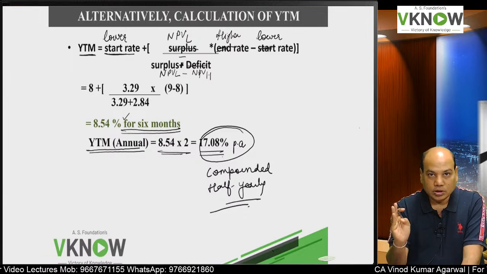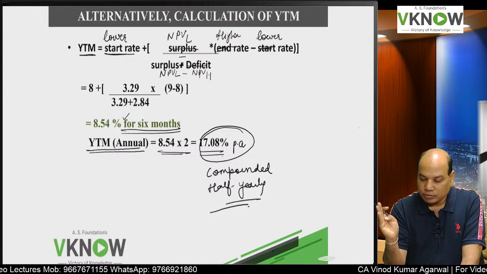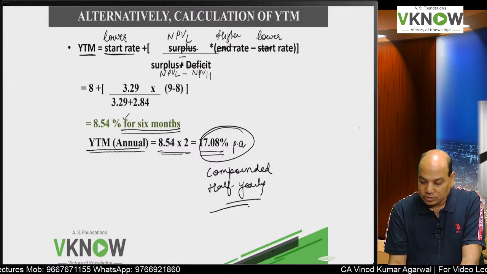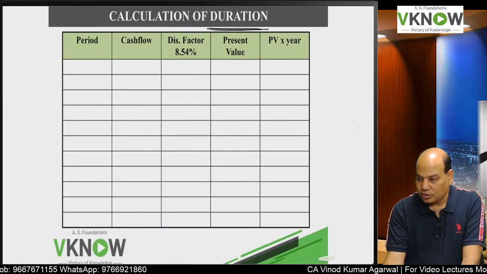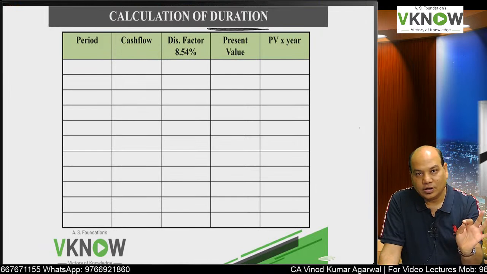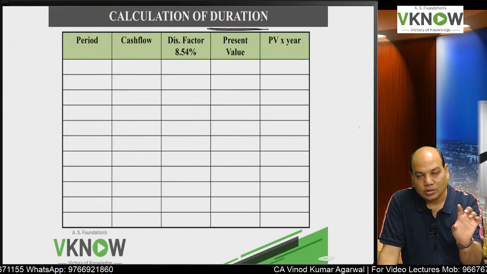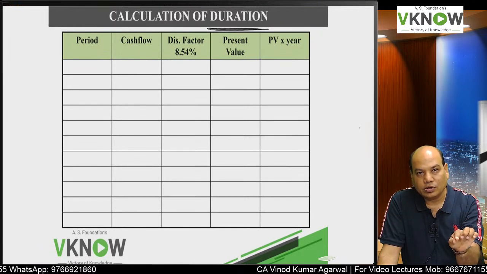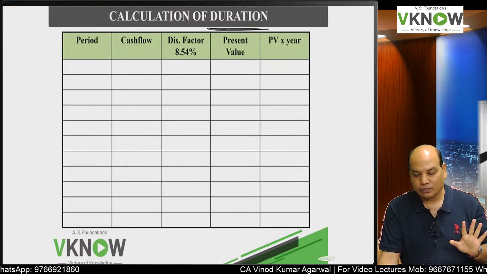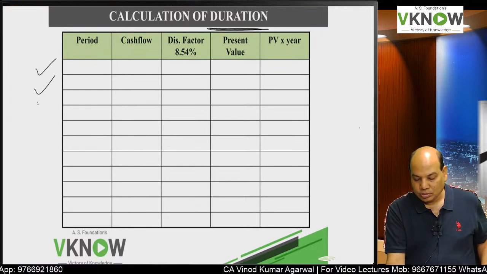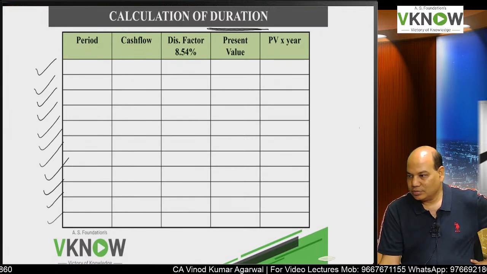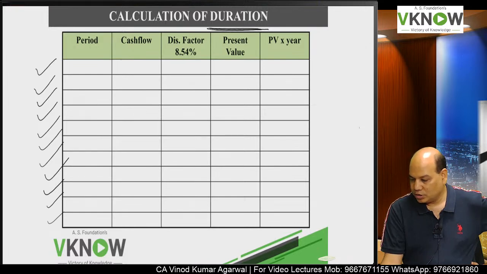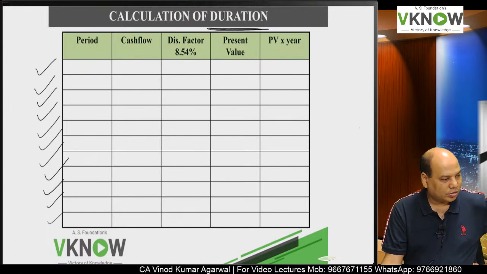So we have got current yield, we have got YTM. Now the next task is calculation of duration. And this is a semi-annual bond, 5 years is equal to 10 half years. So we'll have to do the calculation 10 times. Write down: calculation of duration.